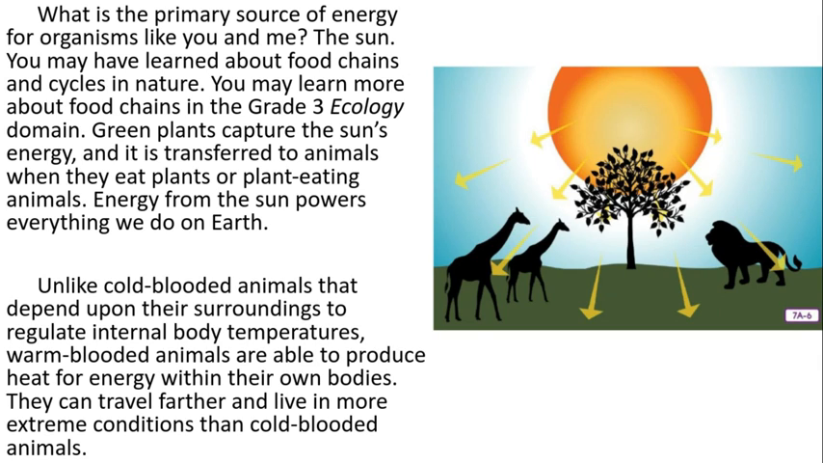What is the primary source of energy for organisms like you and me? Where do we get our energy? Where does it come from? It comes from the sun. You may have learned about food chains and cycles in nature. You may learn more about food chains in the grade 3 ecology domain. Green plants capture the sun's energy and it is transferred to animals when they eat plants or plant-eating animals. Energy from the sun powers everything we do on Earth.